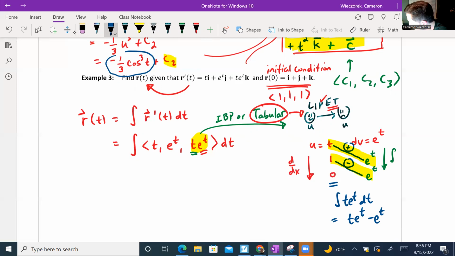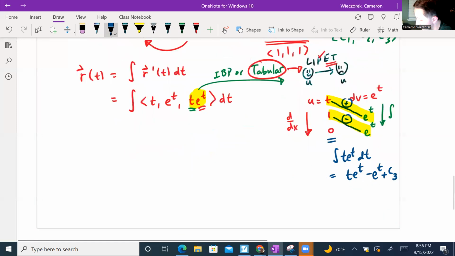And that's the third component, so I am going to put a little plus C3 just so that we're being formal about it. It's going to end up going in a vector in a minute. Okay, now we can go back to the original problem. So I get r prime of t equals integrating the first piece.